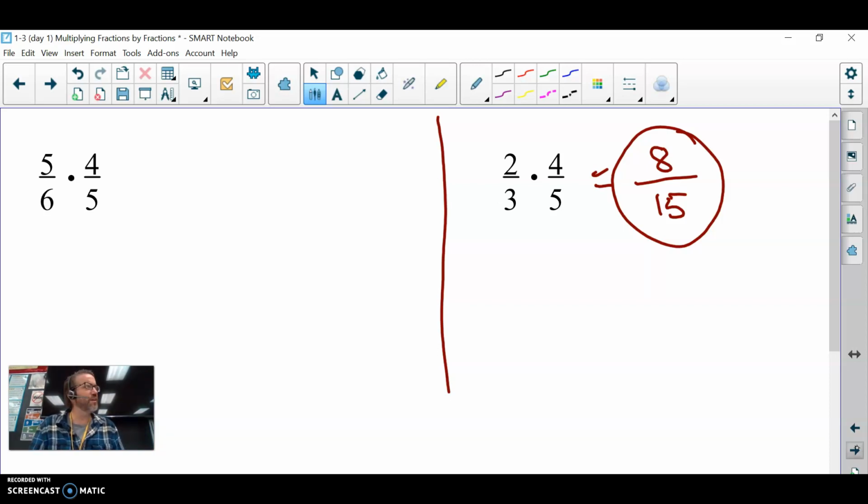In this example here, 5/6 times 4/5, I can again do the same thing. Look to see if I have any numbers that can be simplified. And I notice right away I have a 5 here in the numerator and a 5 here in the denominator. Those are both divisible by 5. 5 divided by 5 is 1. 5 divided by 5 is 1. So actually, not only did they simplify, they actually canceled out.